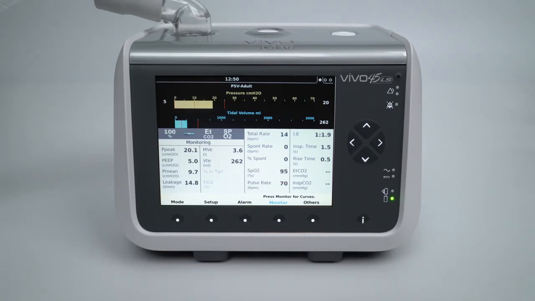The last column begins with an I/E ratio measurement, followed by the measured inspiratory time and rise time. The final 2 displayed measurements in this column represent end tidal or transcutaneous CO2 values measured by a connected EtCO2 adapter or transcutaneous CO2 probe.